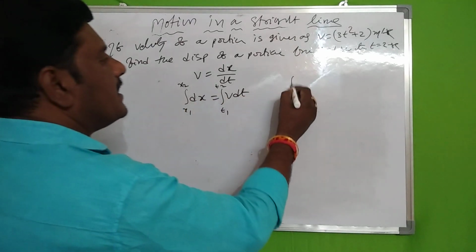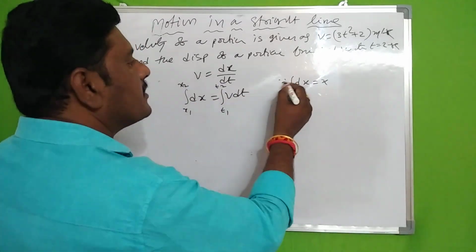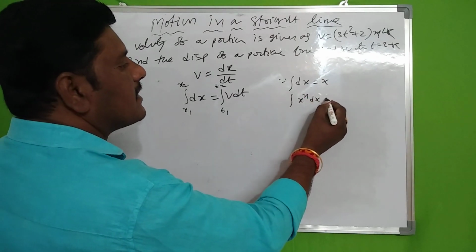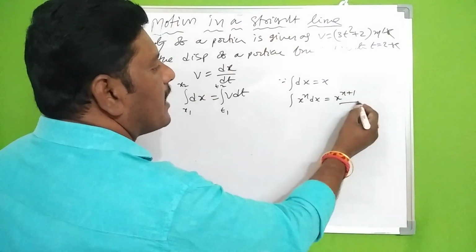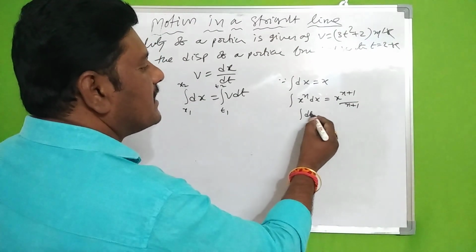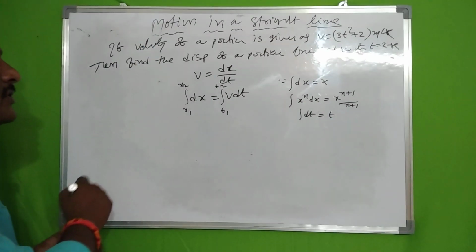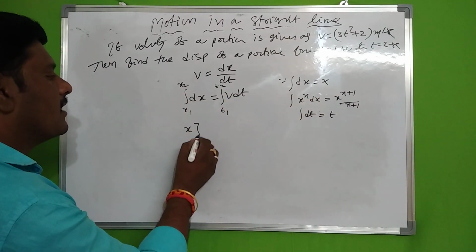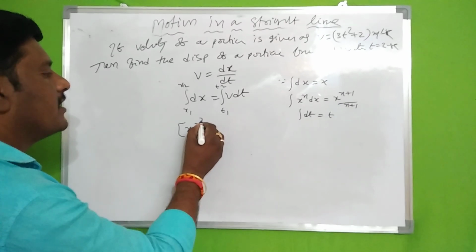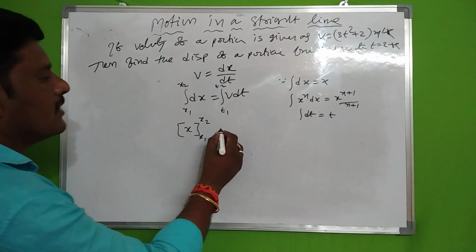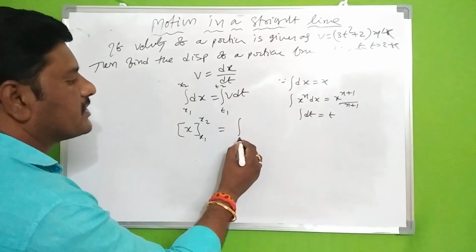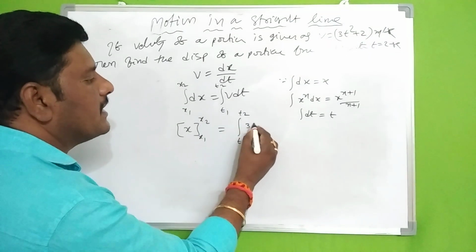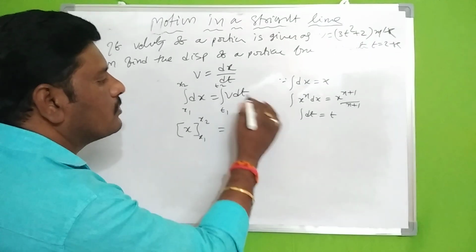So integration dx is nothing but x according to mathematics form. Integration x power n dx is nothing but x power n plus 1 by n plus 1. Integration dt is nothing but t. So we can apply the formula: integration dx is nothing but x, with limits x1 to x2, upper and lower limits, equal to integration from t1 to t2 of v, which according to the statement is 3t square plus 2, into dt.